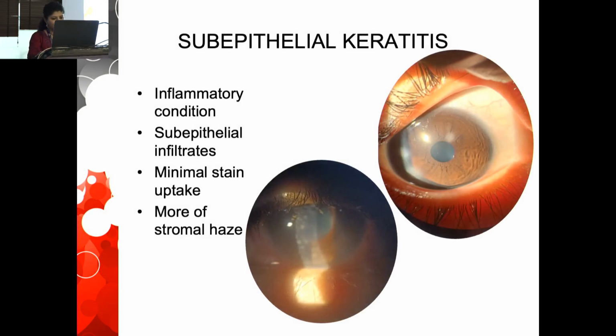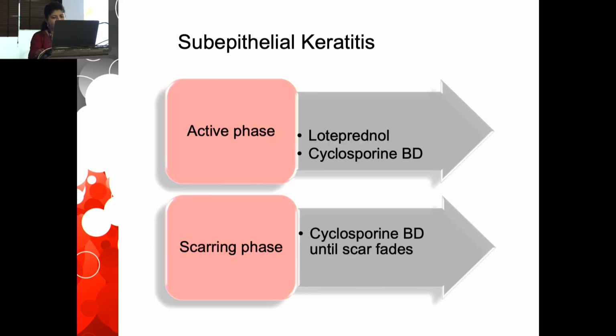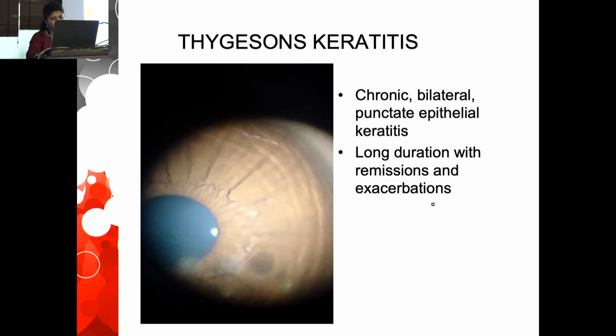SCK is again inflammatory, of the viral type. It shows a minimal stain uptake. There will be more of stromal haze. Coming to management, in the active phase, steroids are required. So again, start loteprednol, tapering doses. Also add cyclosporin, BD dosage. The SCK scars will fade, but it might take some time, maybe 4 months, 6 months or 1 year. So we can give cyclosporin until the scar fades. There are absolutely no side effects with cyclosporin, so it can be given up to 6 months also.